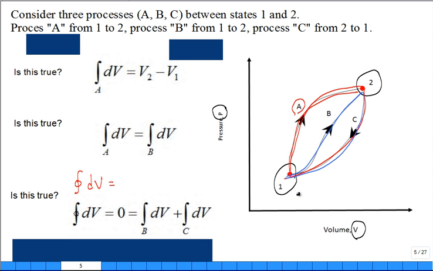And for each of those, the cyclic integral is 0. Does that make sense? So either path A and then C or B and then C, you get 0 for any and all properties. We just use a property diagram to help us visualize what the math is saying.